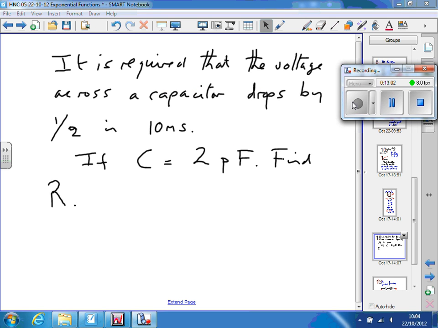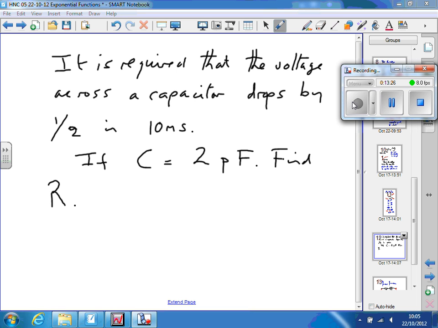It's required that the voltage across a capacitor drops by a half in 10 milliseconds. If the capacitance is 2 picofarads, find R. So let's look at this. It's required that the voltage across a capacitor drops by a half in 10 milliseconds. If C equals 2 picofarads, find R.